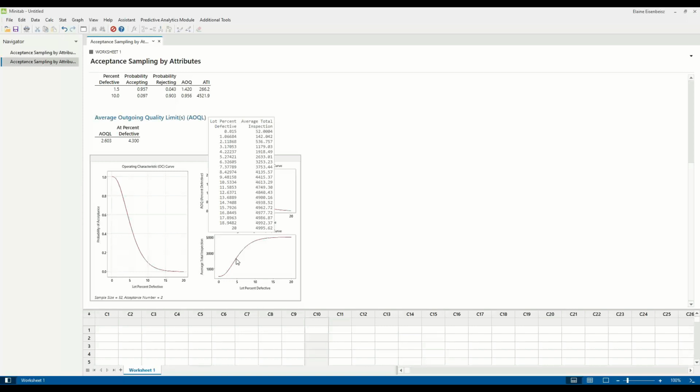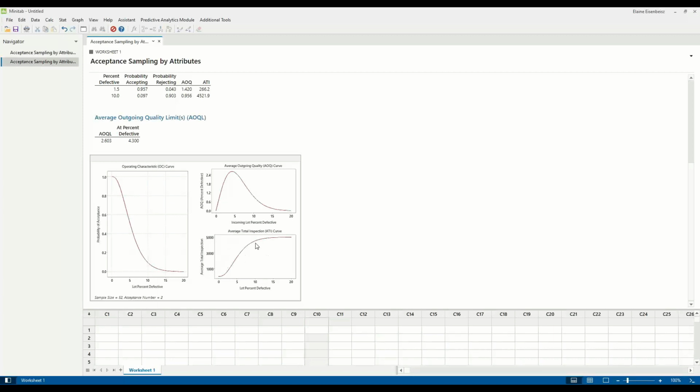So on the left table, you have your lot percent defective, different values up to 20. And then you have your average total inspection over time. So if you look at that top number there, I can't go up to it or it'll disappear. Darn it. I have such a hard time hovering over it. There it is. Oh, where'd it go?